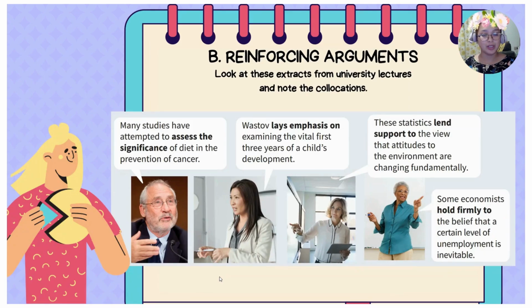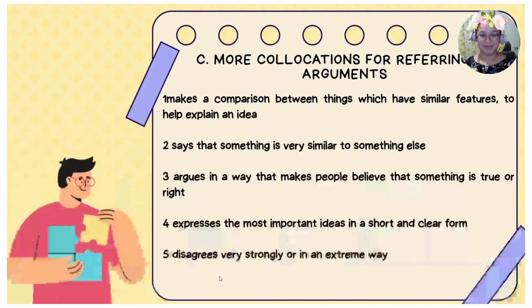Some economists hold firmly to the belief that a certain level of unemployment is inevitable. So the collocations here are assess the significance, lays emphasis on, lend support to, and hold firmly to.